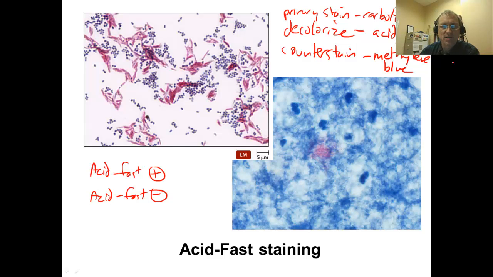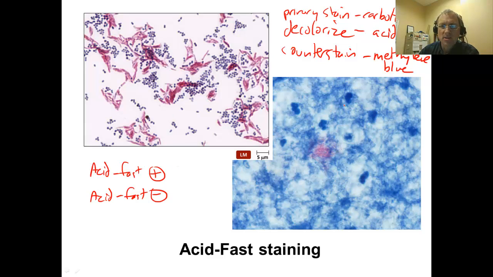We can see two examples of some acid-fast stained slides here. Up here in the top, we have a mixture of microorganisms. Here you see these purple ones. These are going to be the ones that have been stained with the methylene blue, the counterstain. These are going to be the acid-fast negative bacteria. And here, these hot pink colored ones that we see throughout, these rod-like organisms, are going to be the ones that are stained with the primary stain, carbol fuchsin, but are not decolorized with the acid rinse. And these are going to be the acid-fast microorganisms.